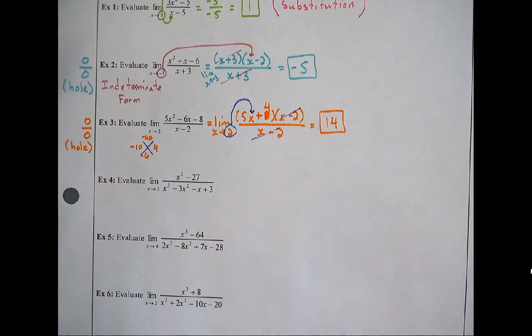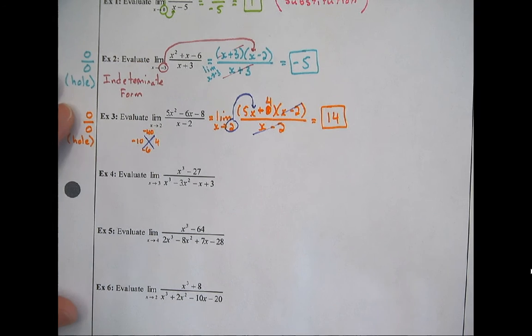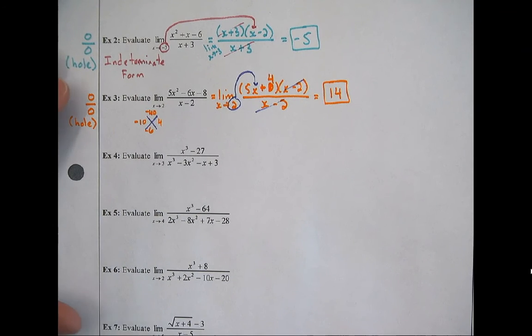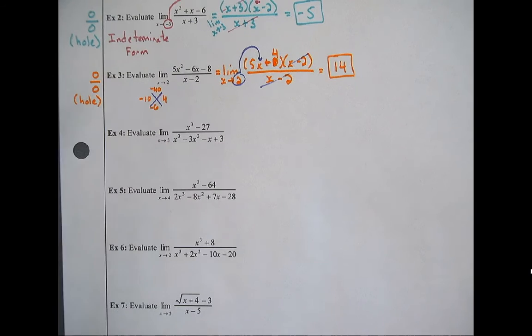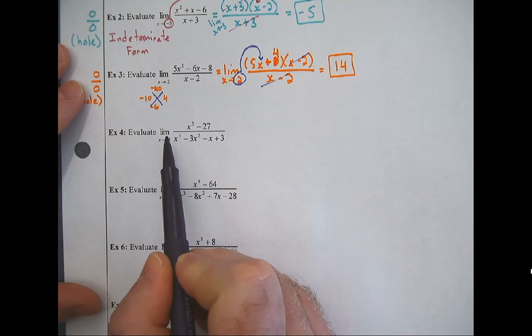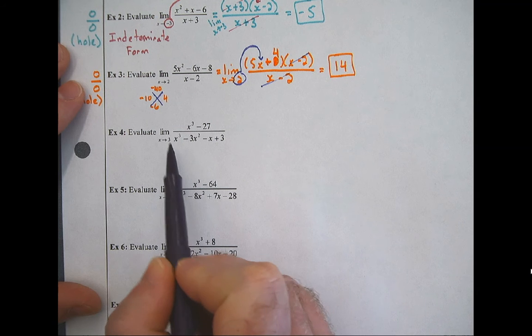From here on out, you've got the basic idea. We're just going to talk about algebraic tricks that help us factor so that we can cancel stuff out. So the next one down, we're going to evaluate the limit as x approaches 3. Try to direct substitute first, and hope against hope that we can just direct substitute and get the right answer.